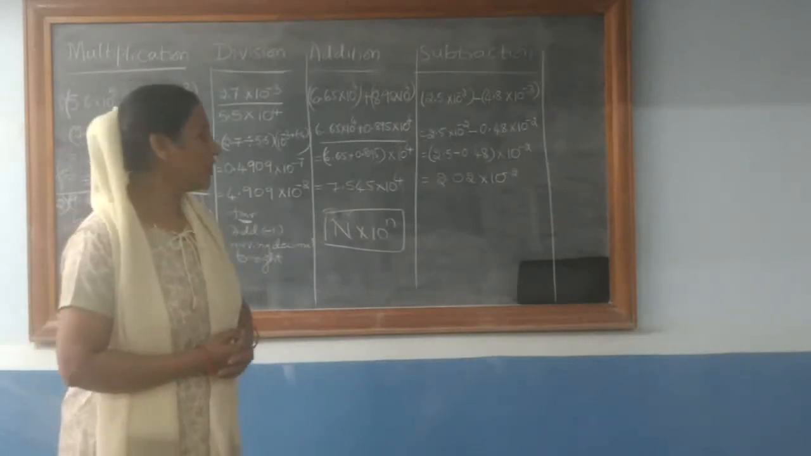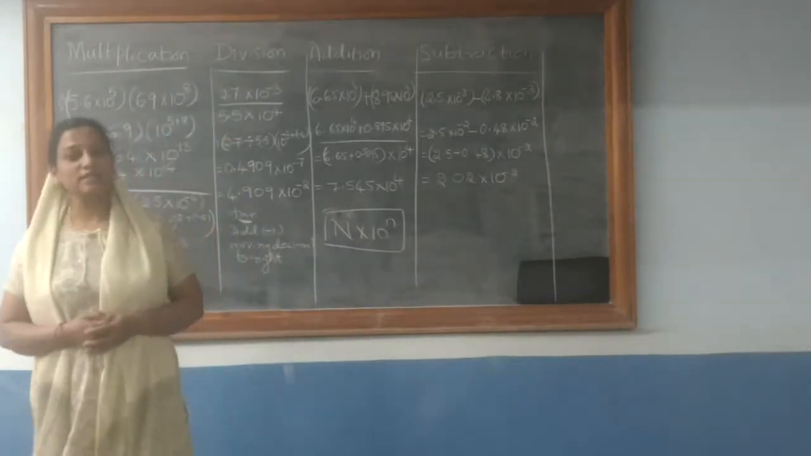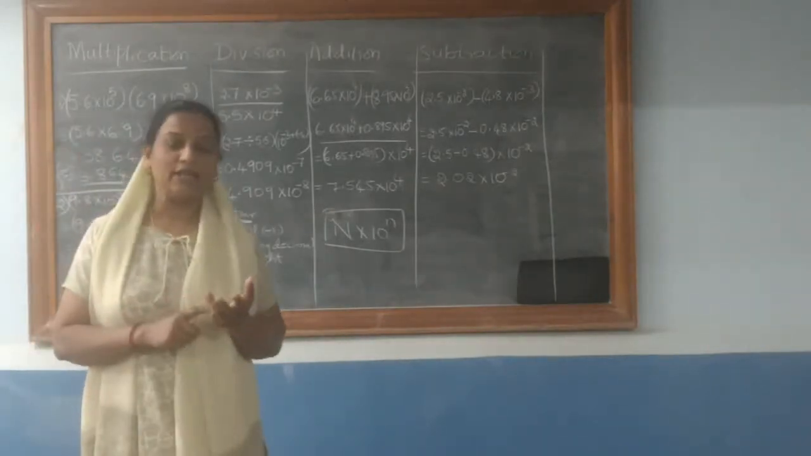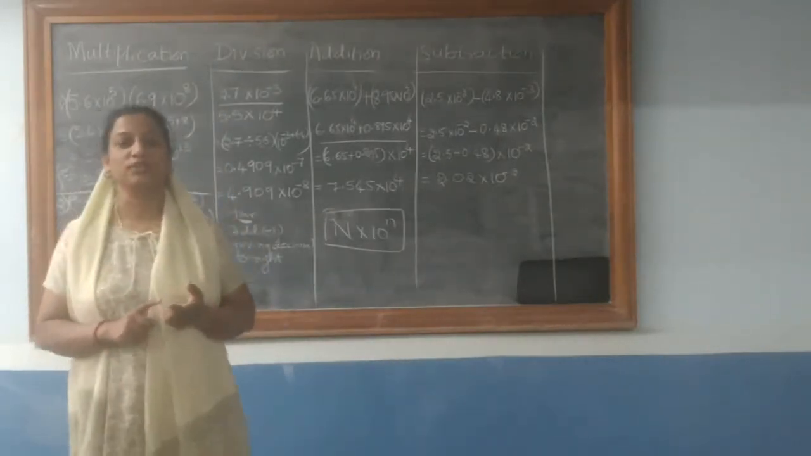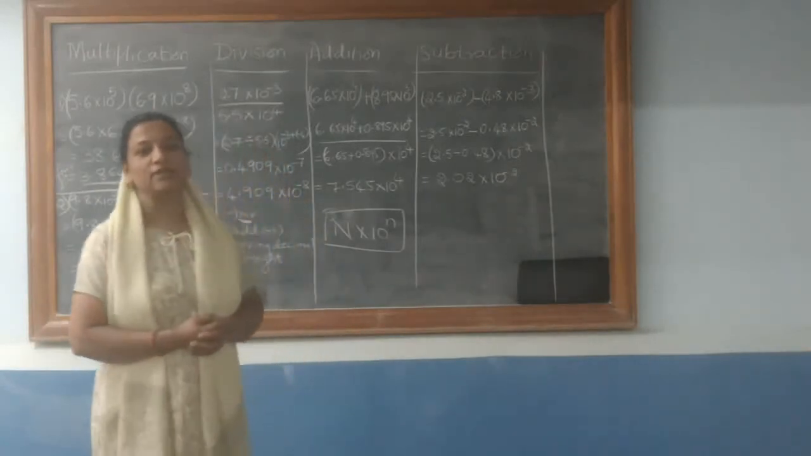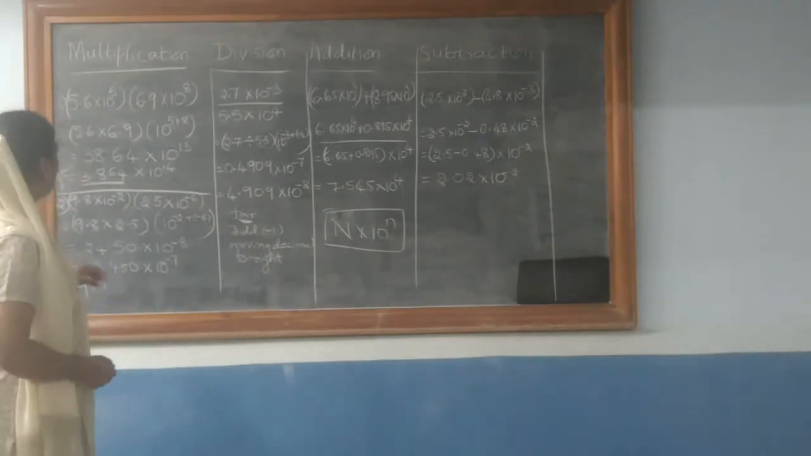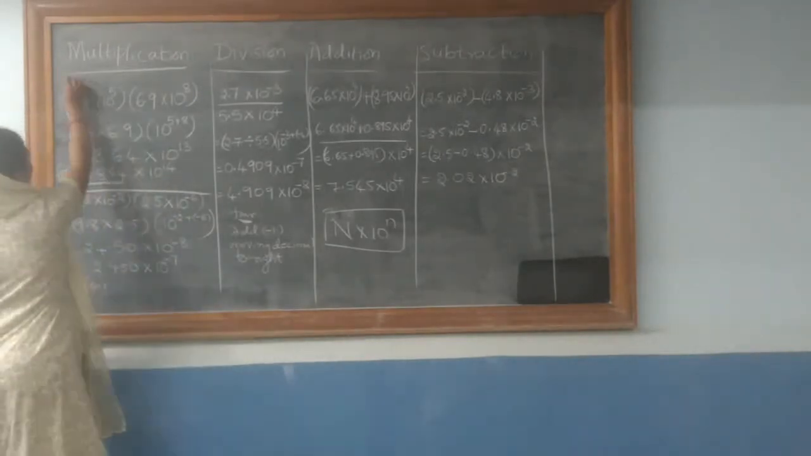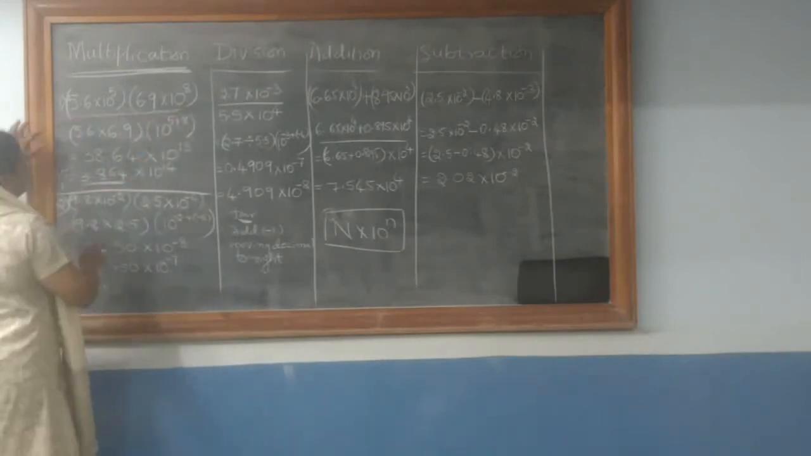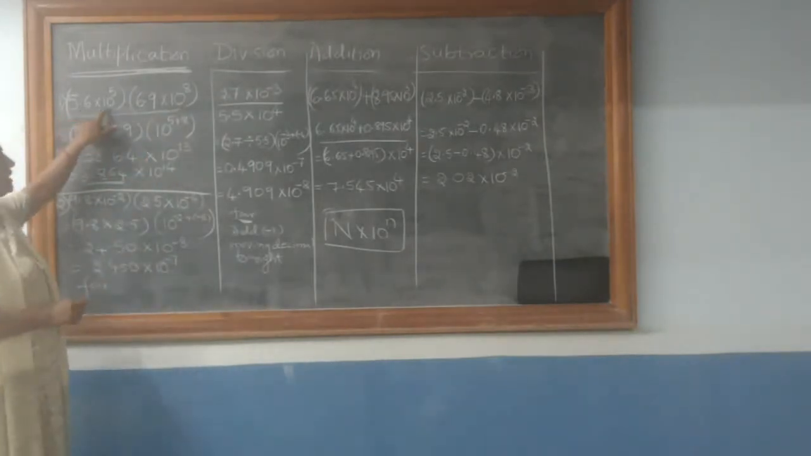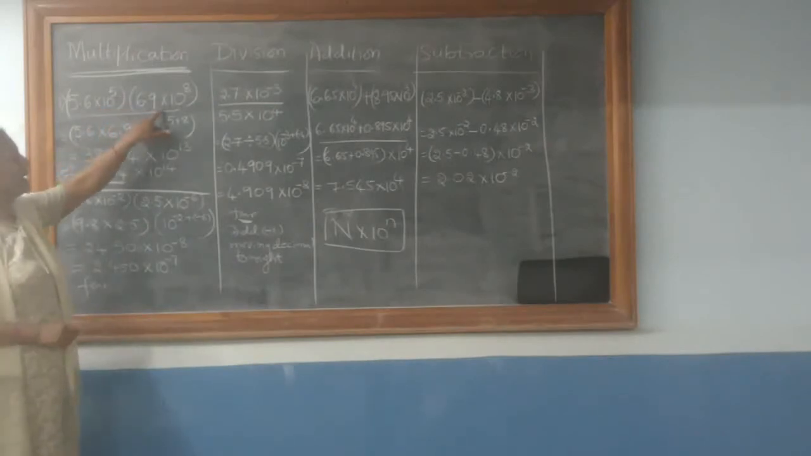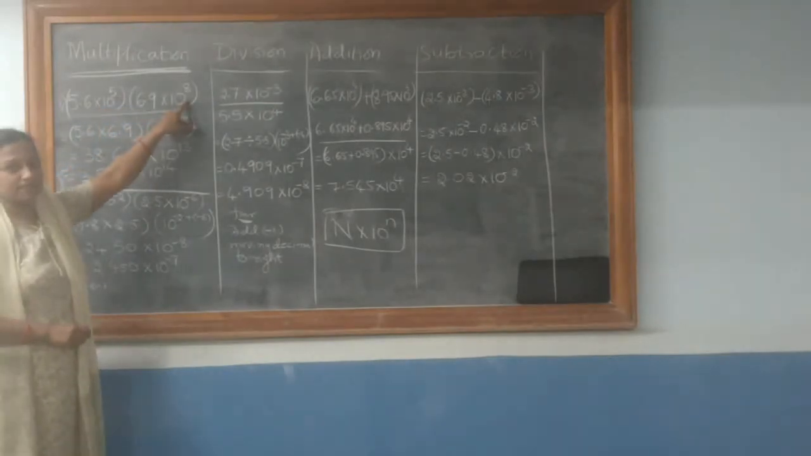As I have already told, we will be using this scientific notation for all 4 operations, that is addition, subtraction, multiplication and division. To explain all 4 operations, I will be taking a few examples. Now the first example taken is multiplication. For multiplication, 5.6 into 10 to the power of 5 into 6.9 into 10 to the power of 8.